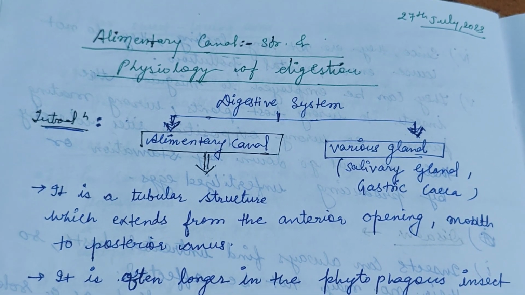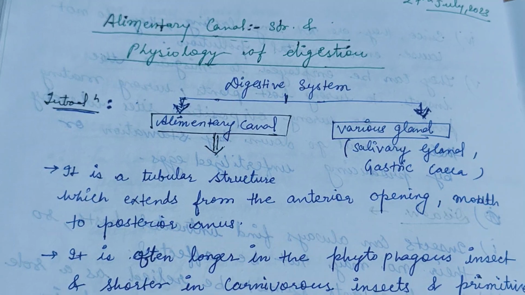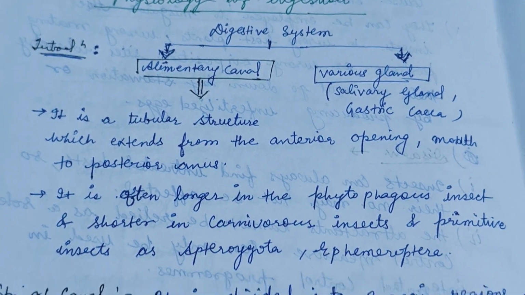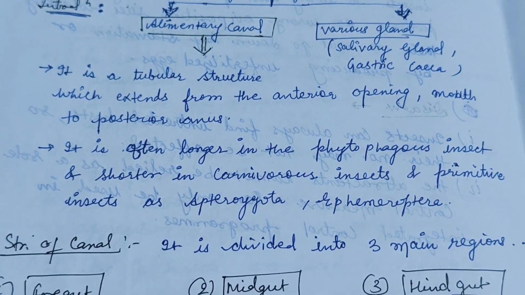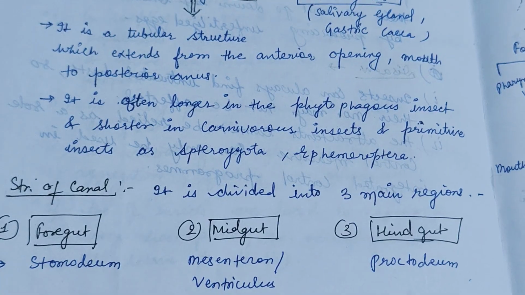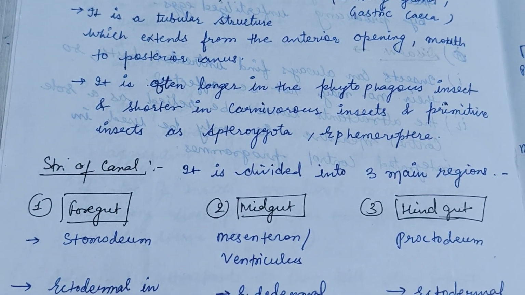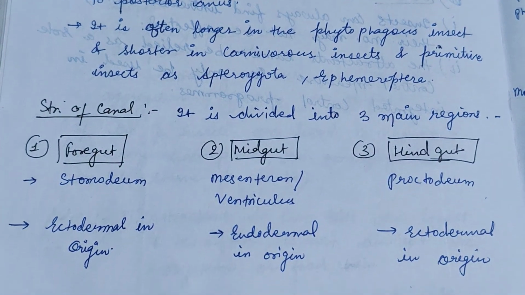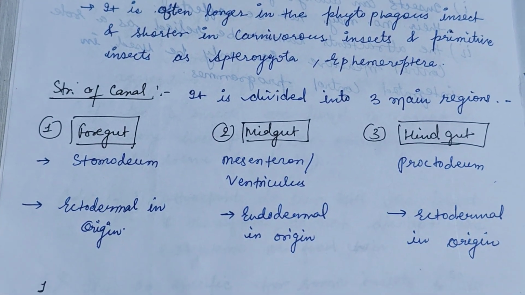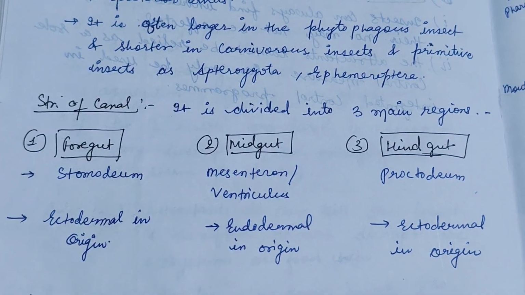Hello friends, today through this video we will discuss the alimentary canal and structure and physiology of digestion in insects. So the digestive system has two parts, that is the alimentary canal and its glands, and there are so many glands present in the insects. It is a tubular structure extending from the anterior opening mouth to the posterior anus, and it is longer in the phytophagous insects and shorter in carnivorous insects and primitive insects such as Apterygota and Thysanoptera.